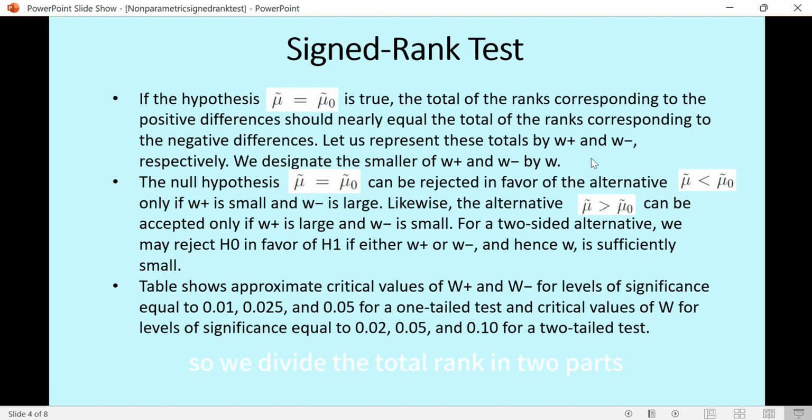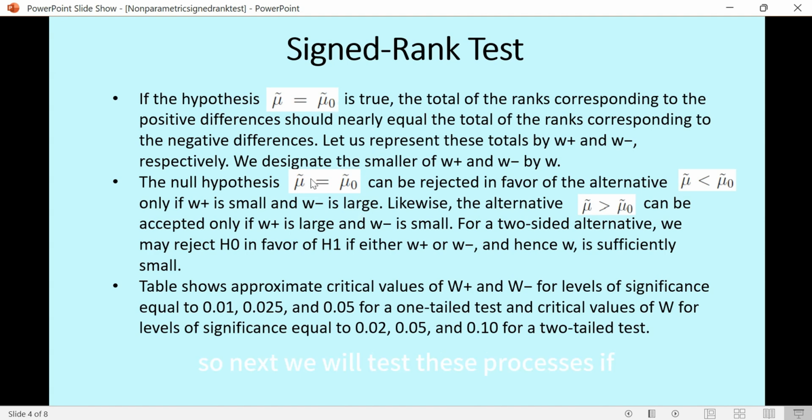So we divide the total rank into 2 parts, one from the positive part and one from the negative part. The positive part means these samples are larger than this value, and the negative part of the rank means these samples are less than this value. So now it's quite clear.